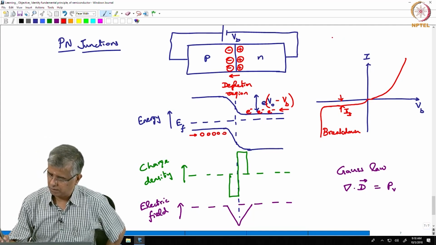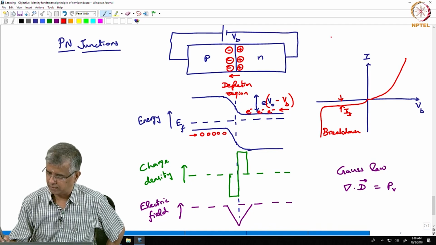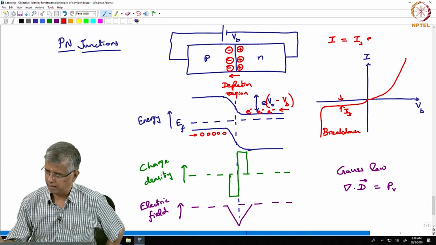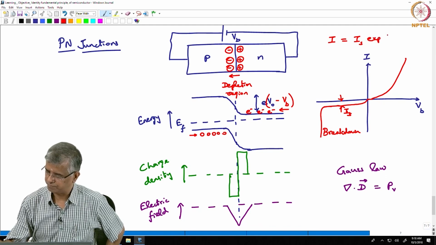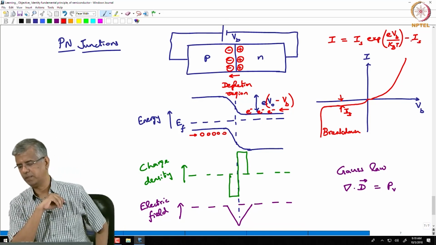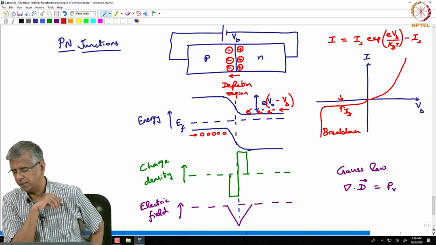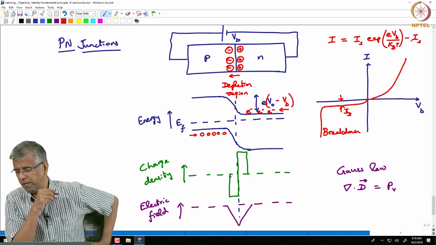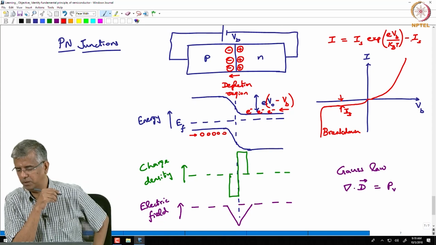But when you consider this normal operating range, you can say that when you are tracking that current as a function of voltage, it is going to be given by I equals Is times exponential of e Vb over kBT minus Is, and of course that expression should be such that at Vb equal to 0, I equals 0, right.